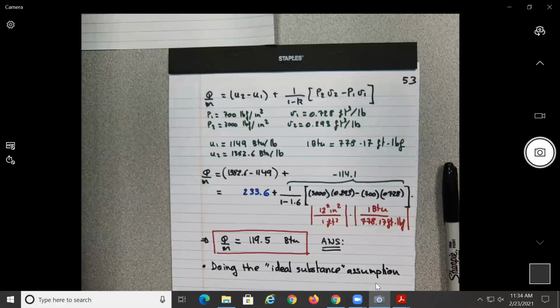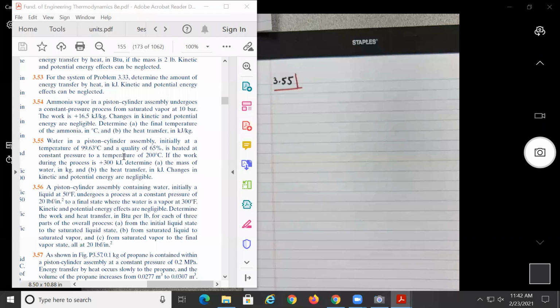Now we're going to do this with the ideal substance assumption. I'm going to pause a second because I'm going to see if they have some values on the tables. Okay, let's do 355 or 356. Let's do 355 because I see this is a quality factor, okay? And I think it's important that we deal with the quality factor.